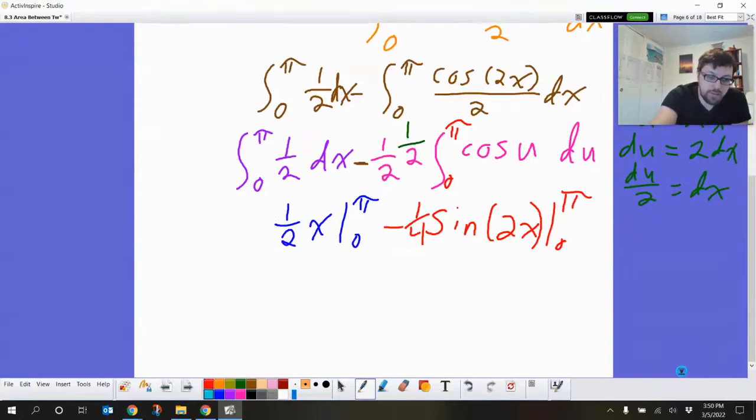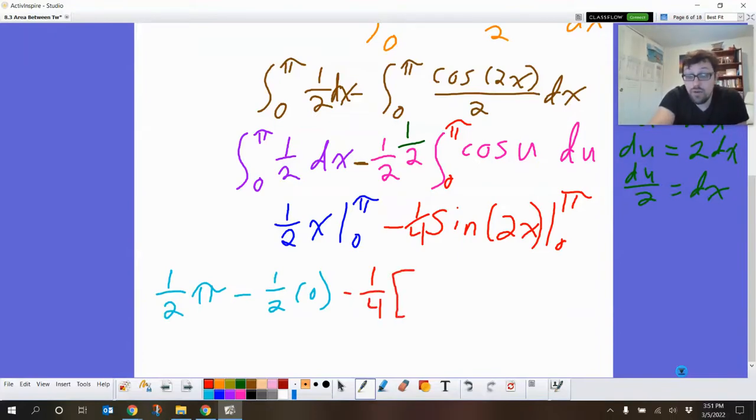So now we just got to substitute this stuff in. So we get 1/2 of a pi minus nothing because it's going to be 1/2 times 0. I still wrote it anyway. I don't know why I did that. Okay, so then a quarter. The sine of 2 pi is 0 minus the sine of 0, which is also 0. So even if I had gotten that wrong, I still would have gotten the right answer. Lucky me. So all of this is just going to simplify down to pi over 2.